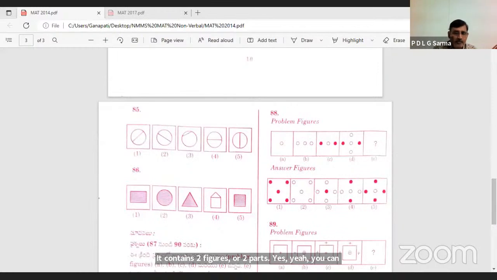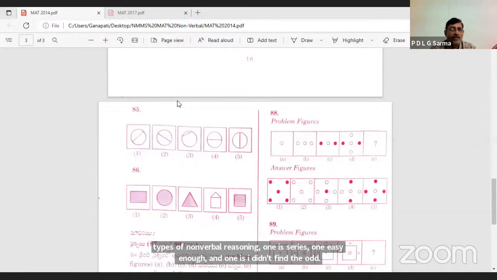Now here, what are the things that you observe? We discussed that the first one is based on analogy and the second one is finding the odd man out. Two types of things we discussed till now. Are they clear? Any doubts related to that? I said at the beginning that we are going to discuss three types of non-verbal reasoning: series, analogy, and identifying the odd man out. Now we are going for series.